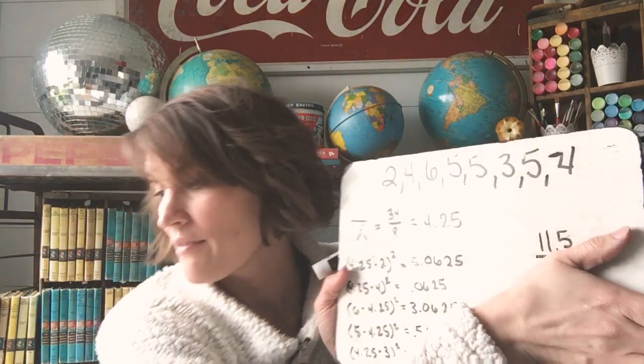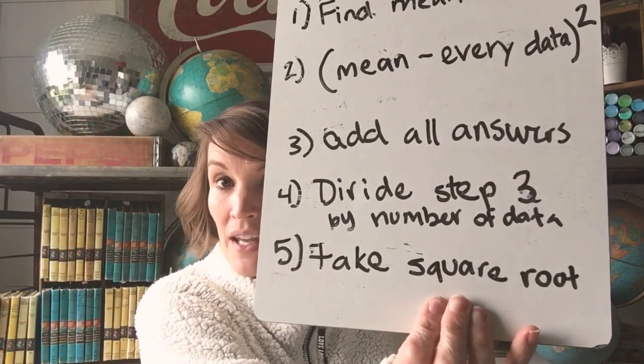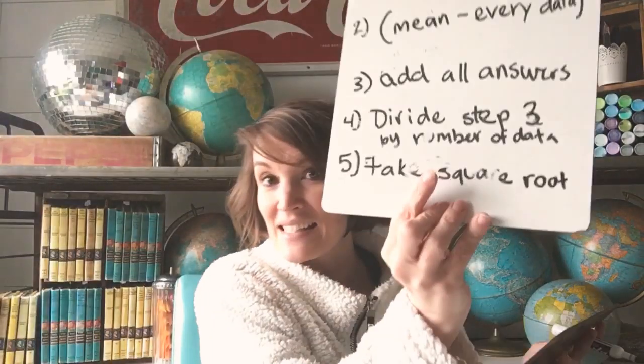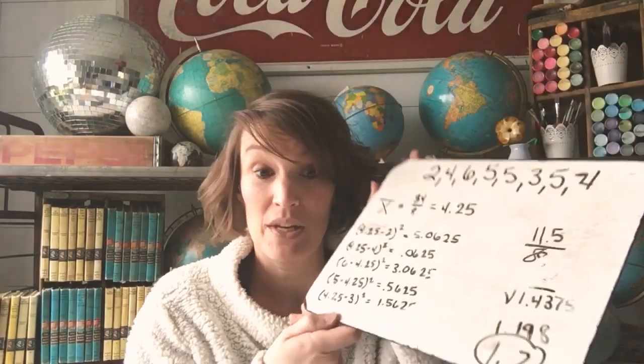So we get 11.5. So step 4 is divide step 3 by the number of numbers. So there are 8 numbers here. So we have 11.5 divided by 8. So we figure that out. It's 1.4375. And then we do the last step, take the square root. So we take the square root of 1.4375 and it's 1.198. Let's say 1.2. And that is the standard deviation of that set of data, 1.2.